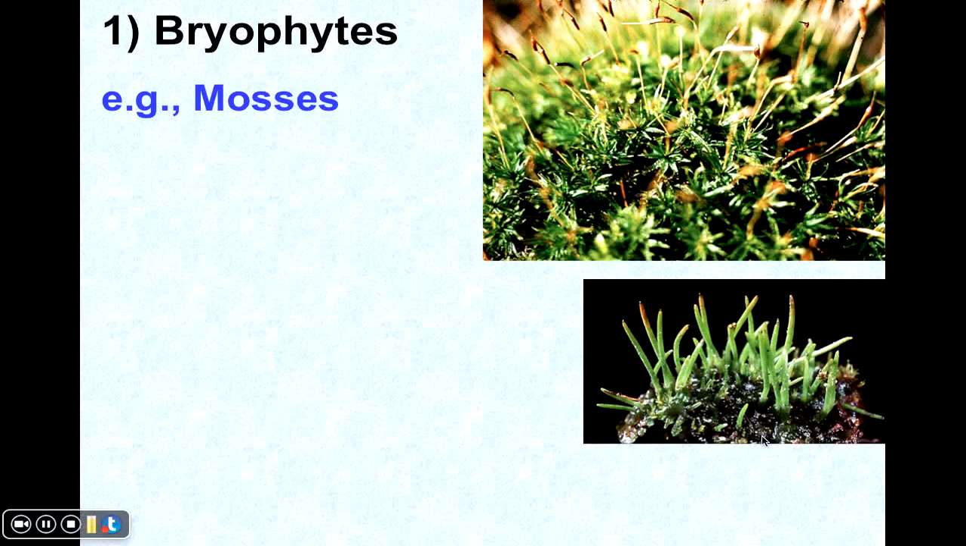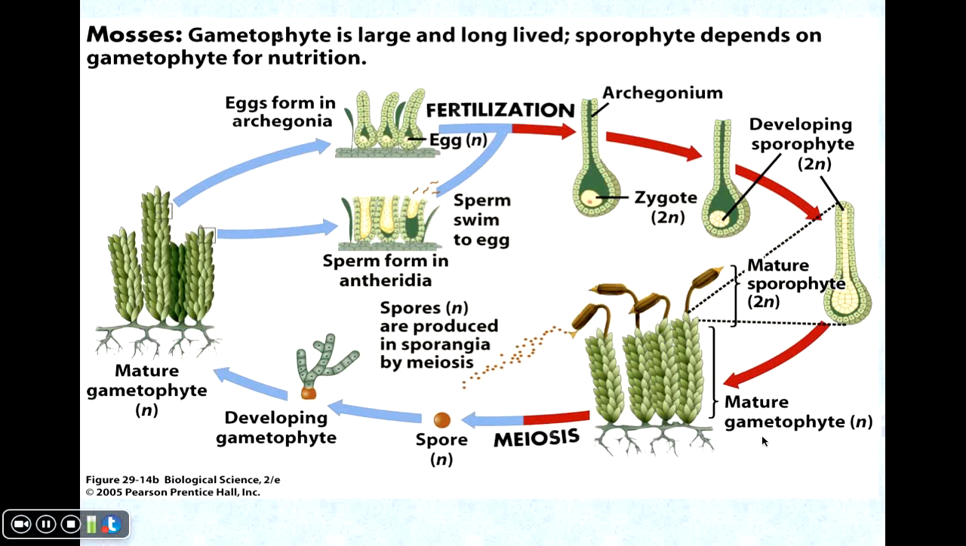They also produce motile sperm that literally have to swim in order to fertilize an egg. This is sort of a throwback to the green algal ancestors of all land plants. So mosses rely on an external source of water, namely rain or dew, in order for fertilization to actually take place. So let's just take a brief look at the basic life cycle of mosses.